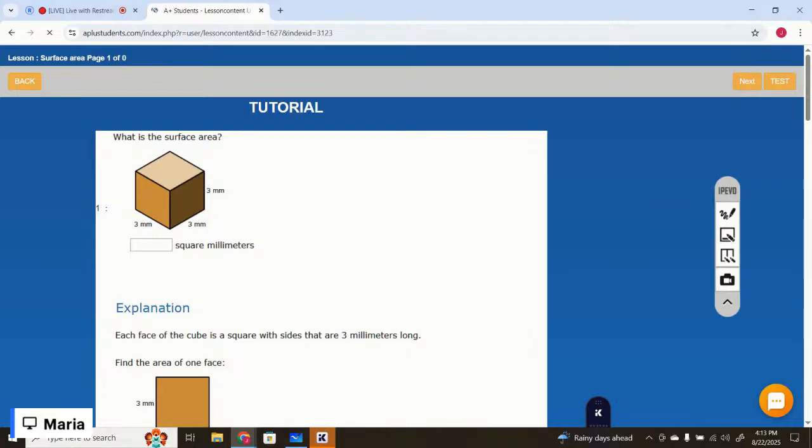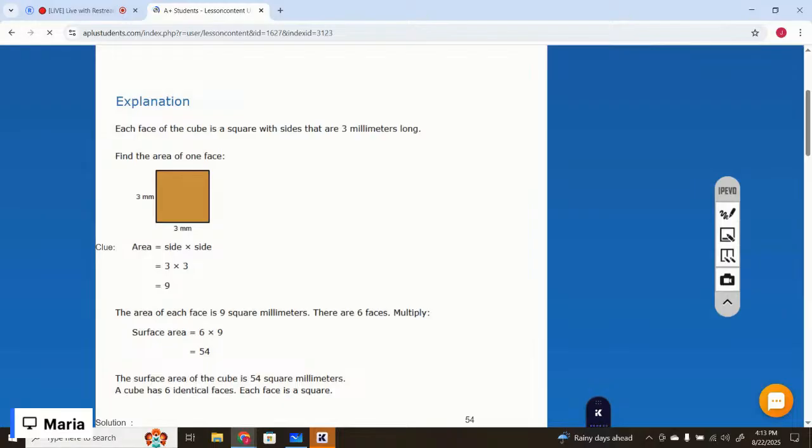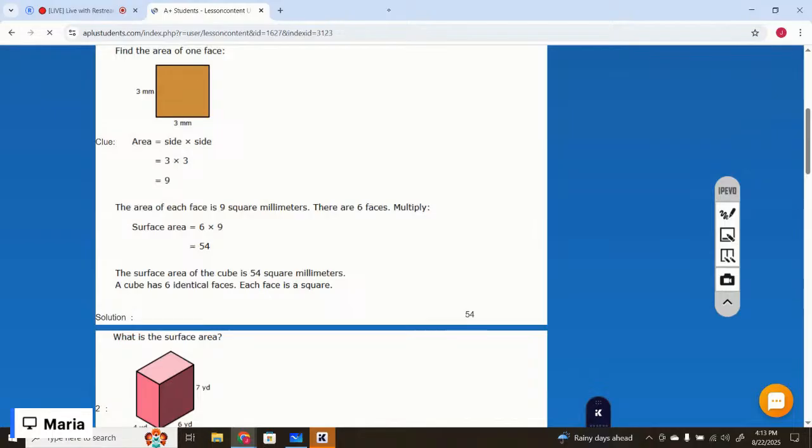What is the surface area? We need to calculate the surface area of the cube. So the cube has faces, right? Let's just start with the area of the face. That is side times side. So 3 times 3 is 9. So the surface area is 6 times 9, that is 54 square millimeters. Let's just start with the test questions.